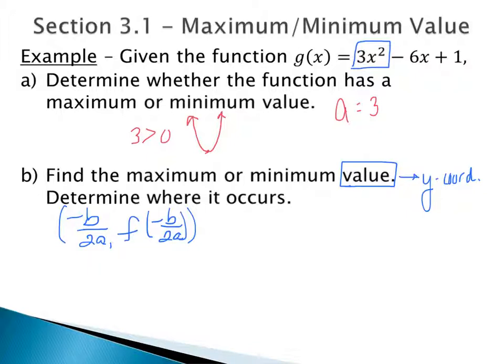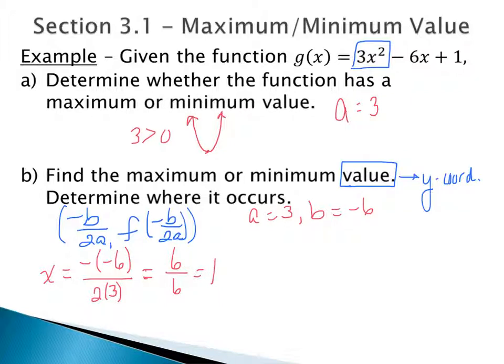So looking back at our g of x function, we already found that a was equal to 3, and we see that b would then be equal to negative 6. Applying this formula, we're first going to find the x-coordinate of your vertex, which would be x equals negative b over 2a, which would be negative of negative 6, or 6, over 2 times a, so 2 times 3. In the denominator, that is 6. 6 divided by 6 is 1. So we have x equals 1, which would be the x-coordinate of your vertex.